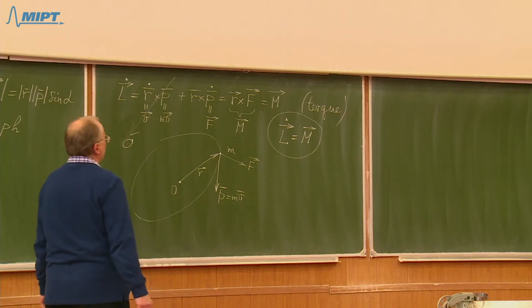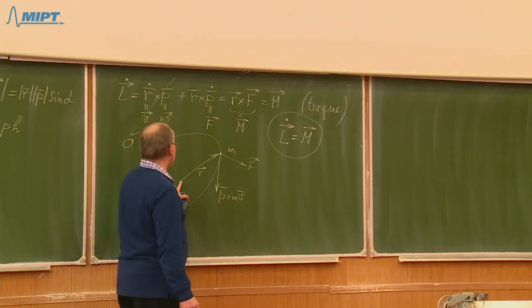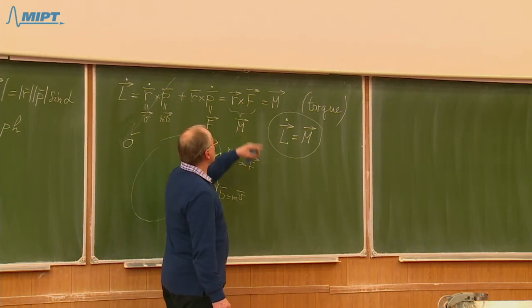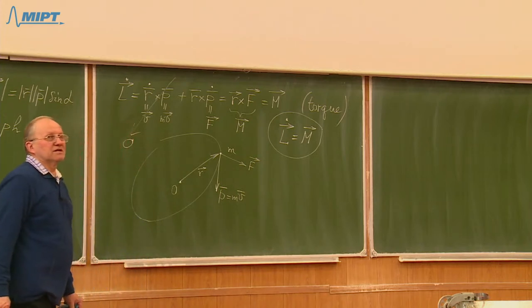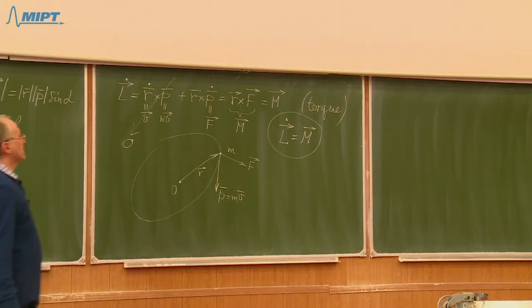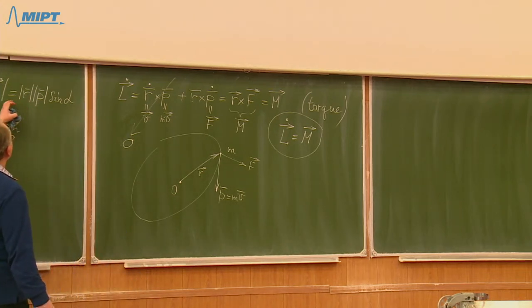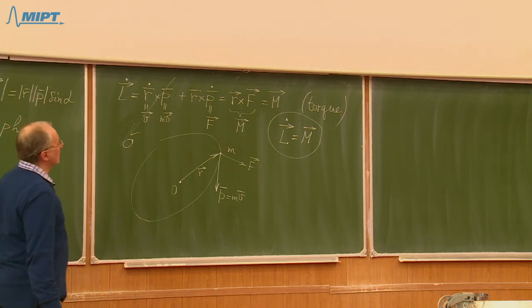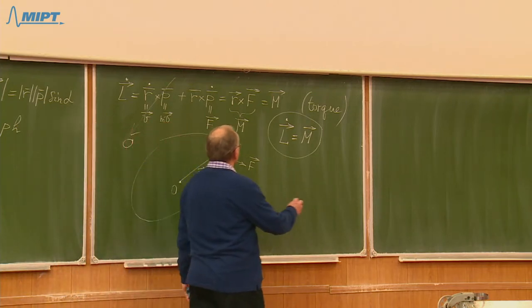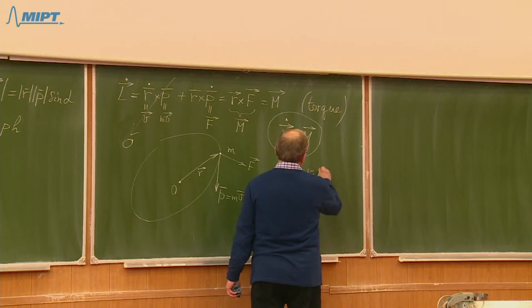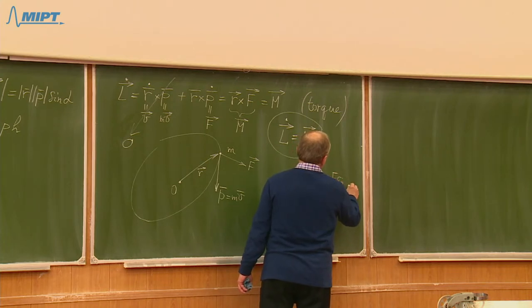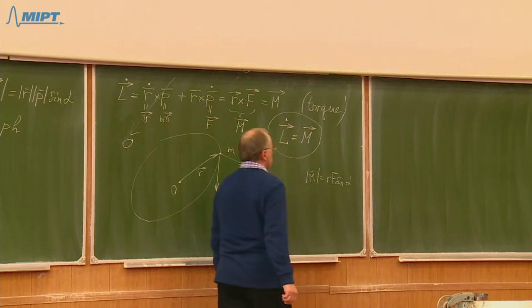And so by definition, vector product of radius vector showing to the particle by the vector of force acting on the particle is the momentum of the particle. How to find the magnitude of this vector m? You know the definition of the magnitude of vector product. You take the magnitude of the first vector, the magnitude of the second vector, and the sine of angle between them. So the magnitude of the vector of momentum is just r, f, and sine of the angle between these two vectors.